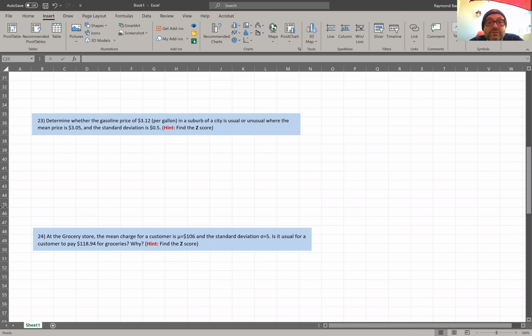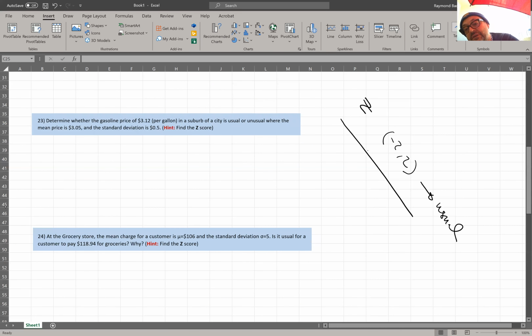Anytime they ask you for usual or unusual, and I give you the hint, but I may not give you that hint on a test, always remember to find the z-score. And we know that if you find the z-score, and it happens to be between -2 and 2, then you call the data value usual. And if the z-score is below -2 or above 2, then it's called unusual. So if I draw a grid here and put -2 and 2, this part will be usual, and this part will be unusual.